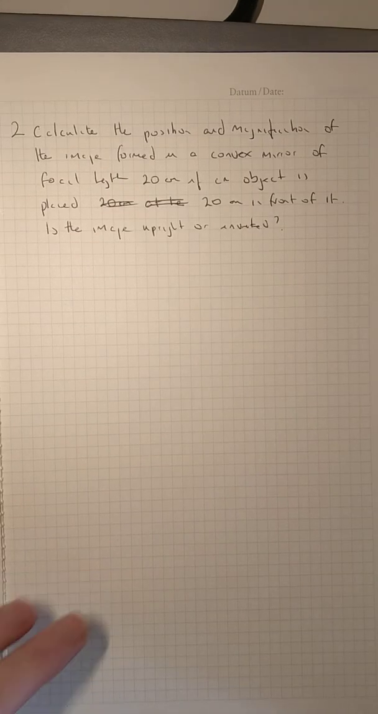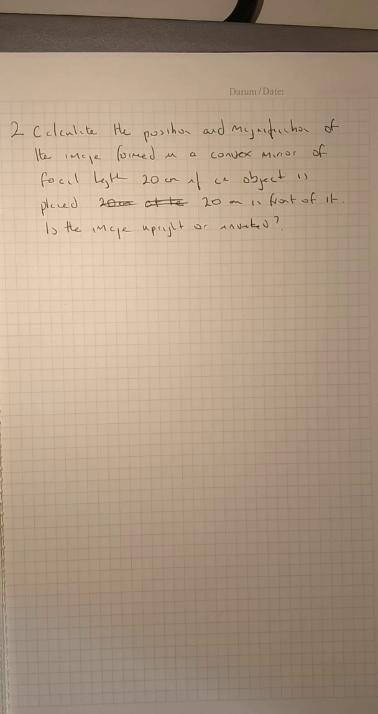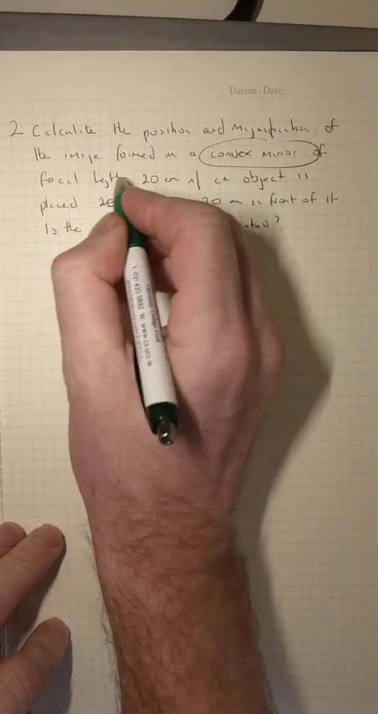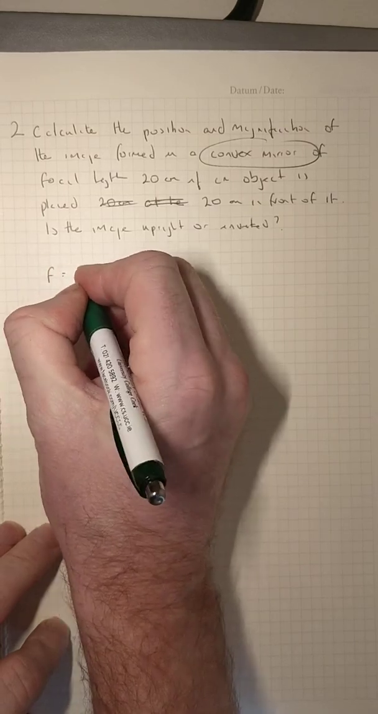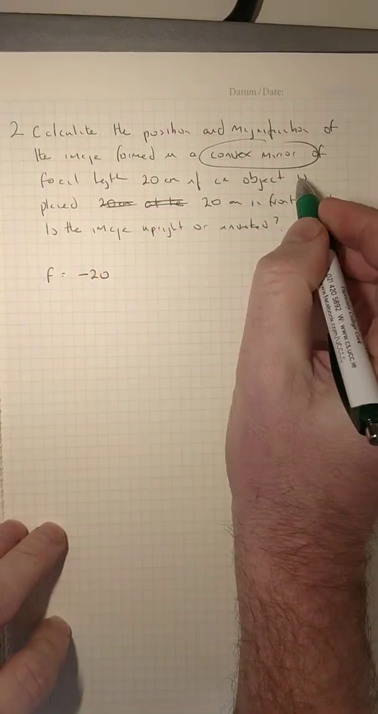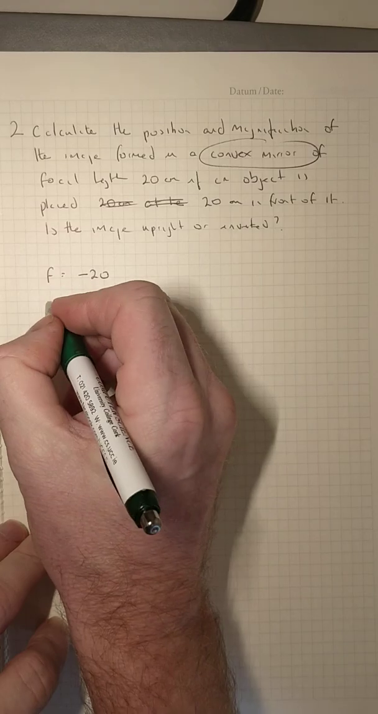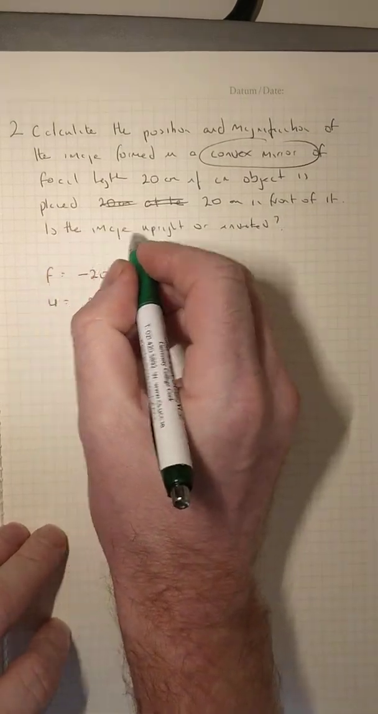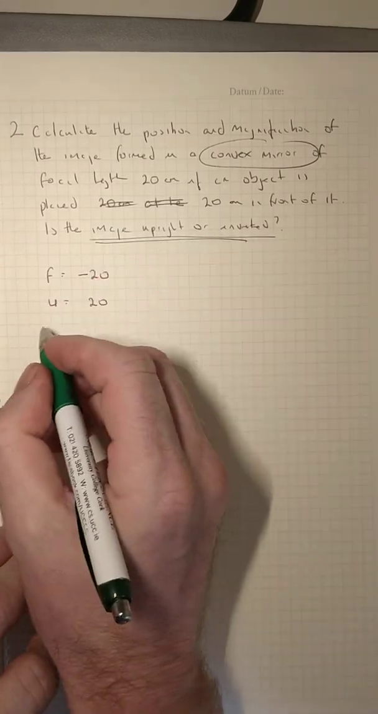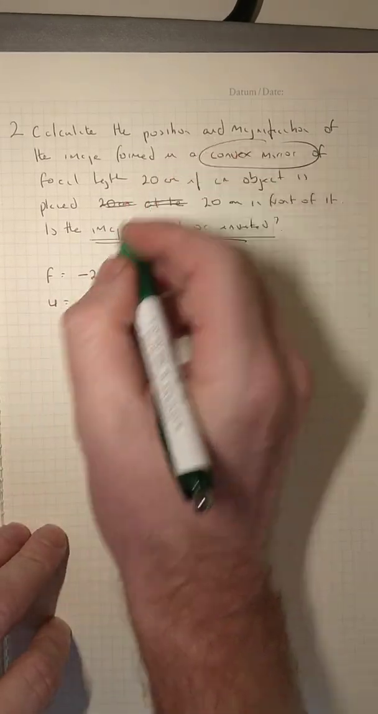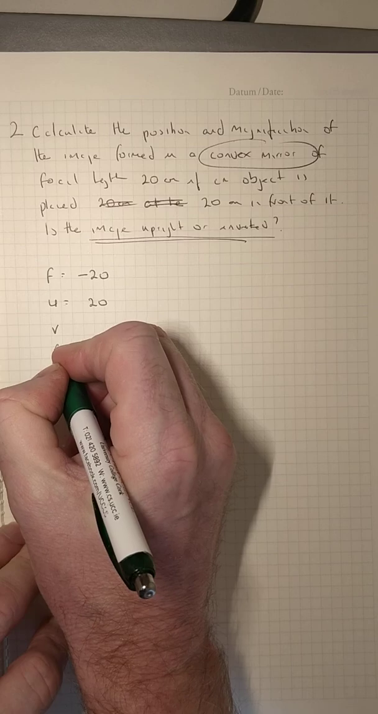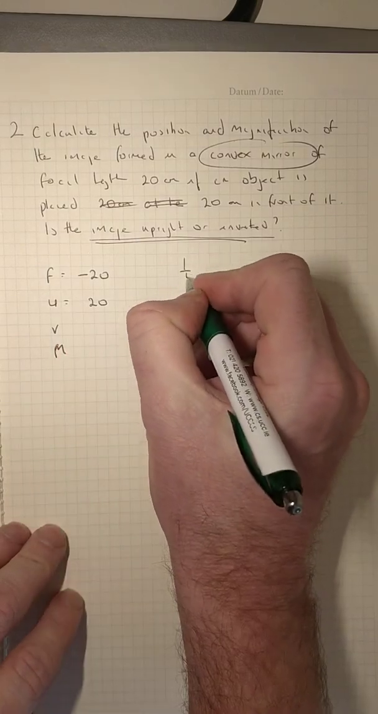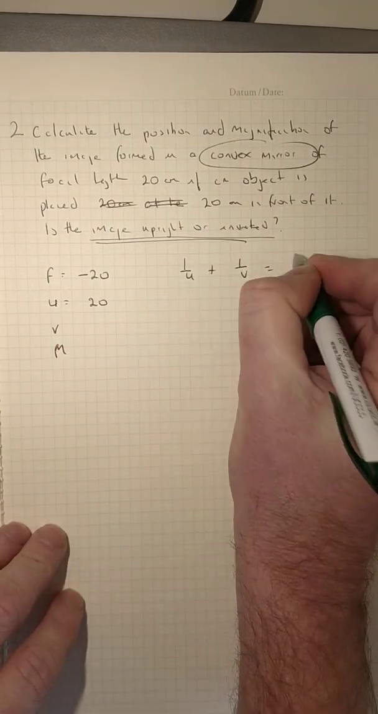Okay, so second question. Calculate the position and magnification of the image formed in a convex mirror. So you say convex mirror, focal length 20, here's the key, minus 20. Okay, the object is placed 20 centimeters in front of it, U is always plus 20. Is the image upright or inverted? We'll look at that in a second. Okay, so position and magnification, so we want V and M. So same as before. Just be careful of our minuses.